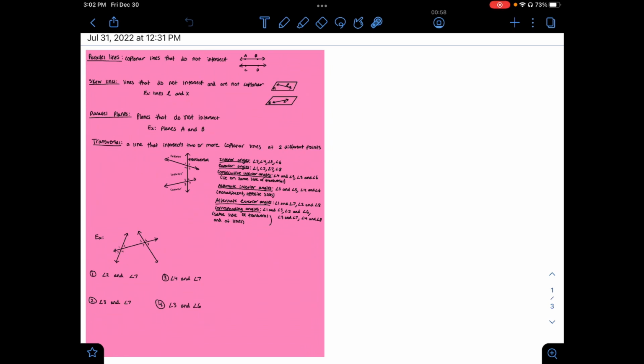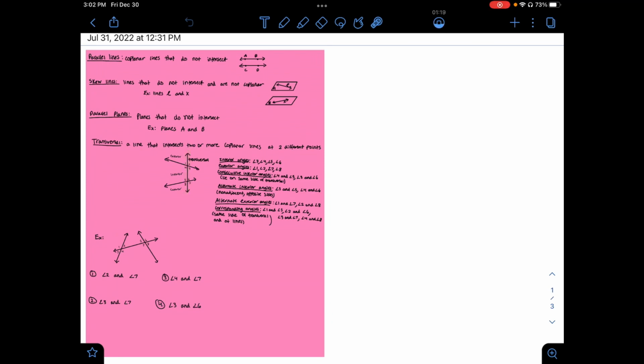Okay, next, let's discuss what a transversal is. A transversal is a line that intersects two or more coplanar lines at two different points. So coplanar lines, remember, they have to be in the same plane. And so the transversal is the line that intersects two or more of those lines. So this line right here is the transversal.